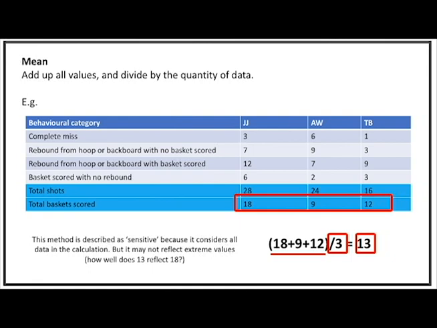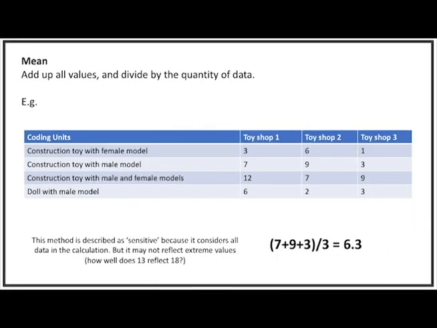In this example, we might want to find out the mean average of how many construction toys had male models across the 3 toy shops that were sampled. So we would add the values together, which gives us 19. We would then divide them by the total number of values, 3, giving us a mean average of 6.3. We can then compare this with other categories.